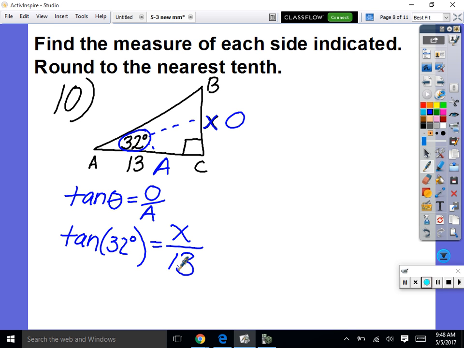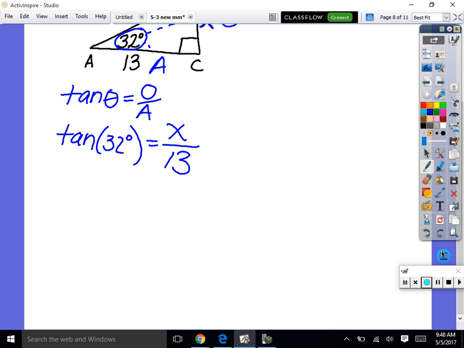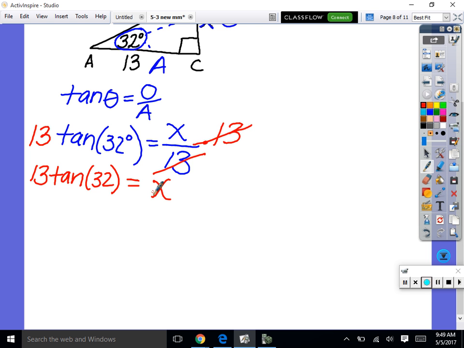So then you would say to yourself, okay, I never want to do fractions. We're going to actually multiply 13 to both sides, right? Because what undoes division? Multiplication. So now we're going to undo that. So we're going to multiply both sides by 13. And now show your work. So over here we have, rewrite it, 13 tangent of 32. And then equals, now look what happens over here. 13 and 13 divide out, so what do we have? X.